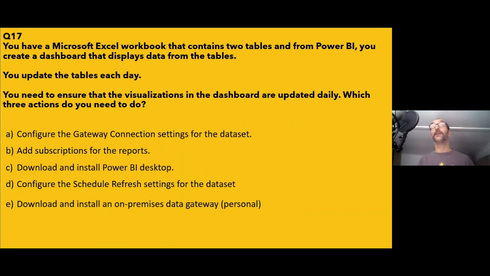Action A, configure the gateway connection settings for the data set. B, add subscriptions to the reports. C, download and install Power BI Desktop. D, configure the schedule refresh settings for the data set. And E, download and install an on-premises data gateway (personal). So which three do you need to do?